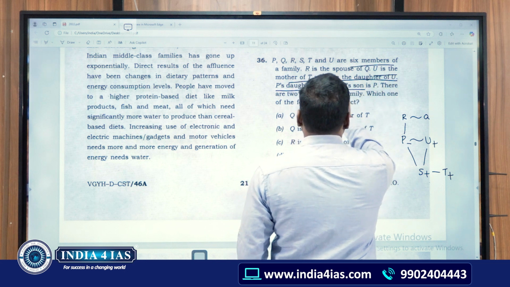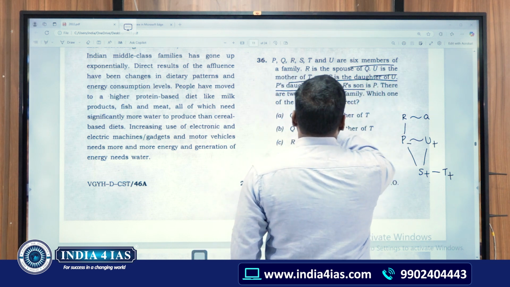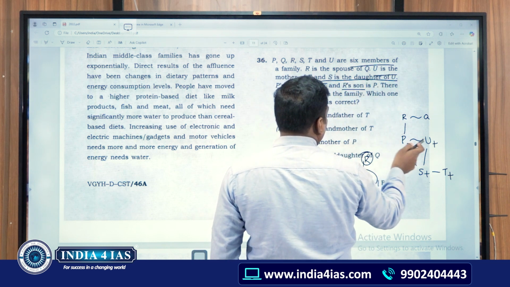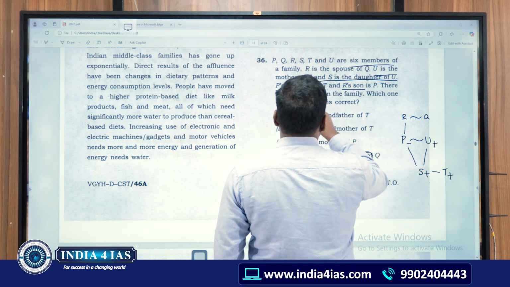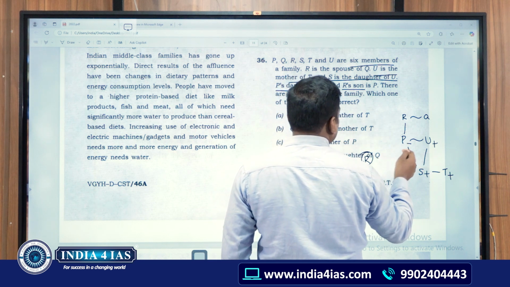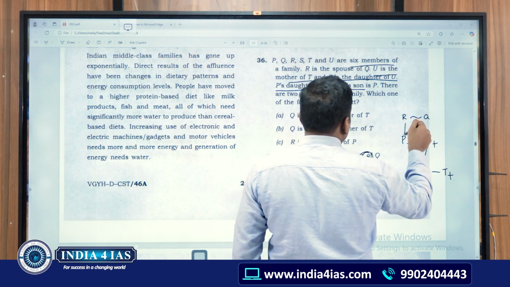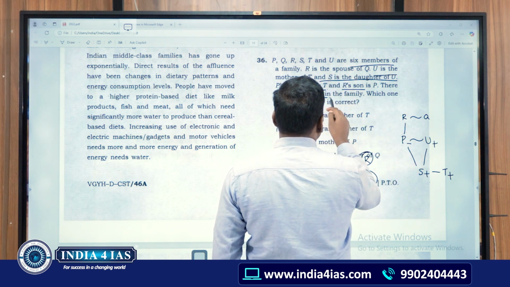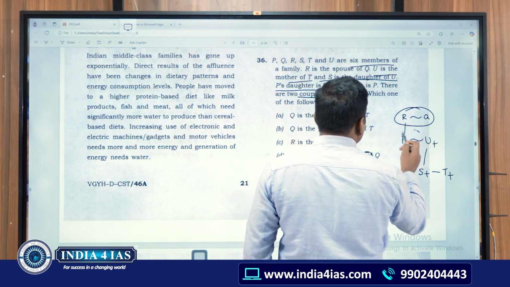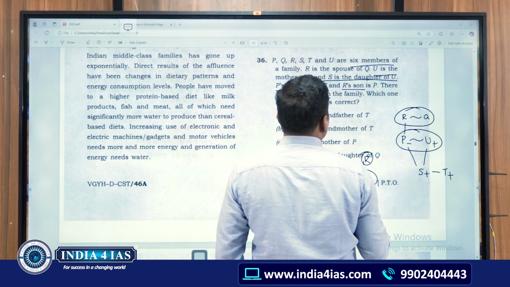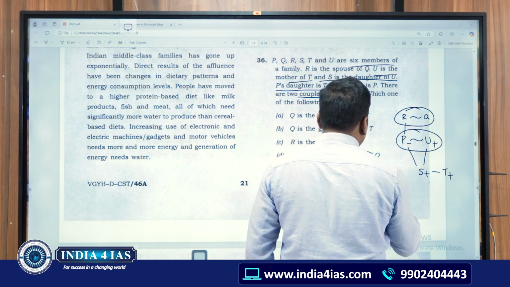6 members of a family. R is the spouse of Q and U is the mother of T. Okay. Then P's daughter is T. And R's son is P. There are 2 couples in the family. So this is one couple. This is another couple. Then which one of the following is correct?